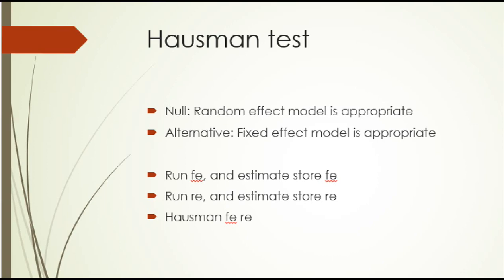Okay, friends, simply the process of Hausman test is first we run fixed effect model, and whatever the values we get, we simply estimate the model as FE, and then we run random effect model and estimate the values we get there as RE, and then do Hausman test fixed effect versus random effect, and our null hypothesis is random effect model is an appropriate model against the alternative of fixed effect model is more appropriate as compared to random. Okay, so how to do it?